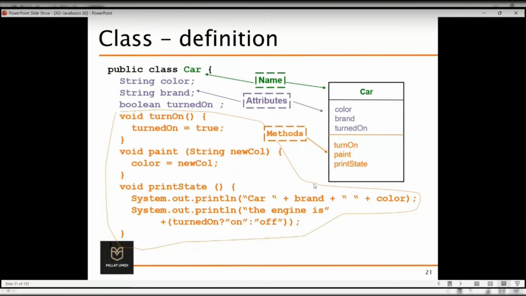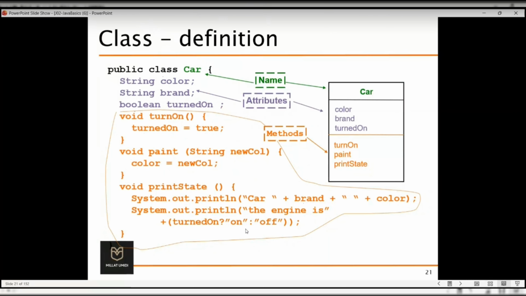And then we have one more method called print state, and it will just print out the car as a string and its brand here. And then its color, and the color was here. And then plus turned on.